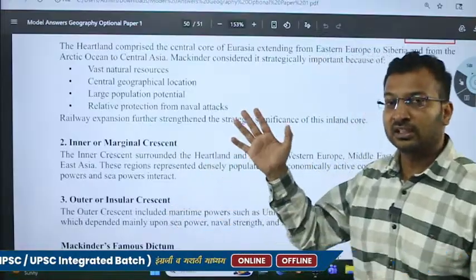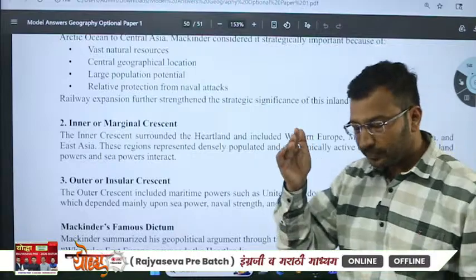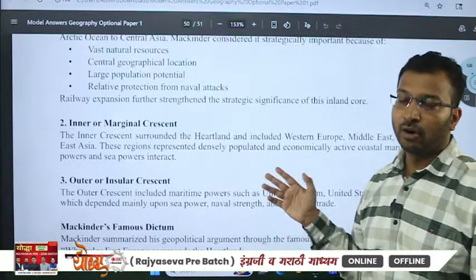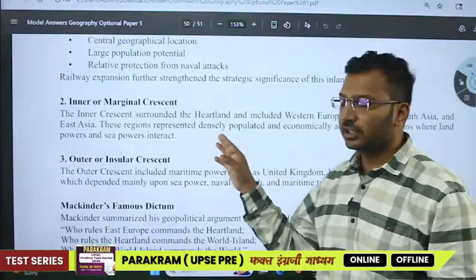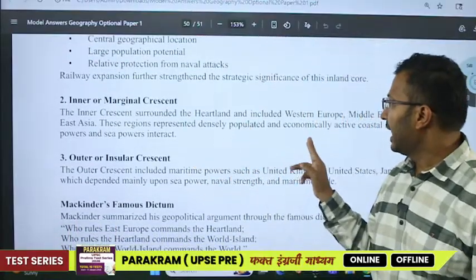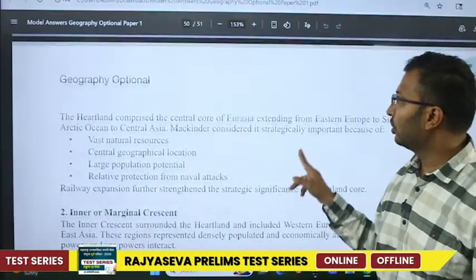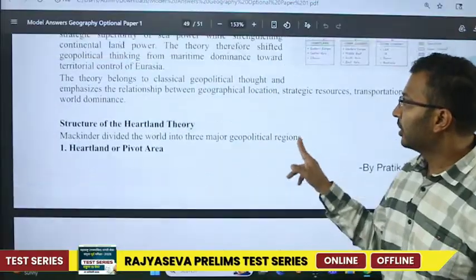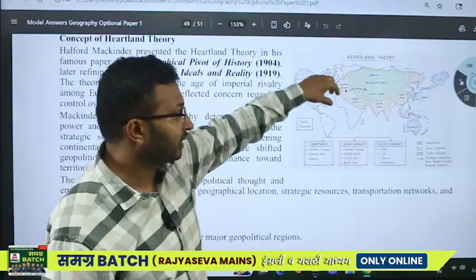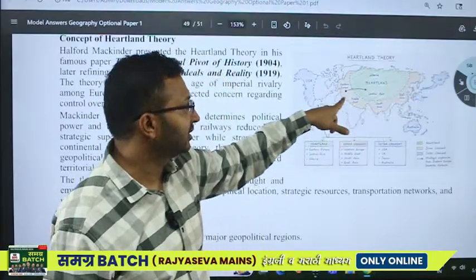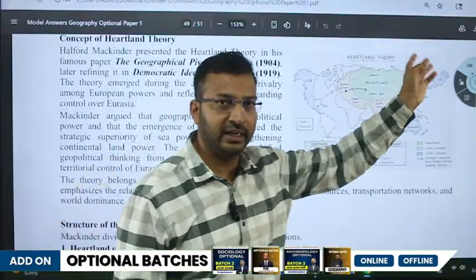The marginal crescent covered Western Europe, it covered the Middle East or West Asia, it covered some northern part of Africa as well. Okay, so this region is represented by densely populated and economically active coastal areas. So this area, the inner crescent, was a highly active region because most of the naval powers were located over here. Most of the economic activities were taking place in this orange zone. Okay, so inner crescent: Western Europe, Middle East, South Asia and East Asia.